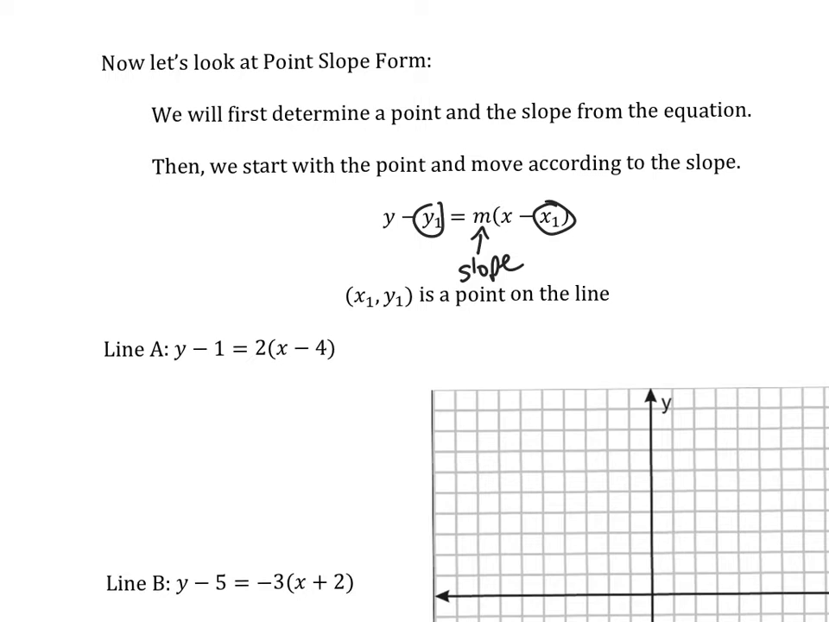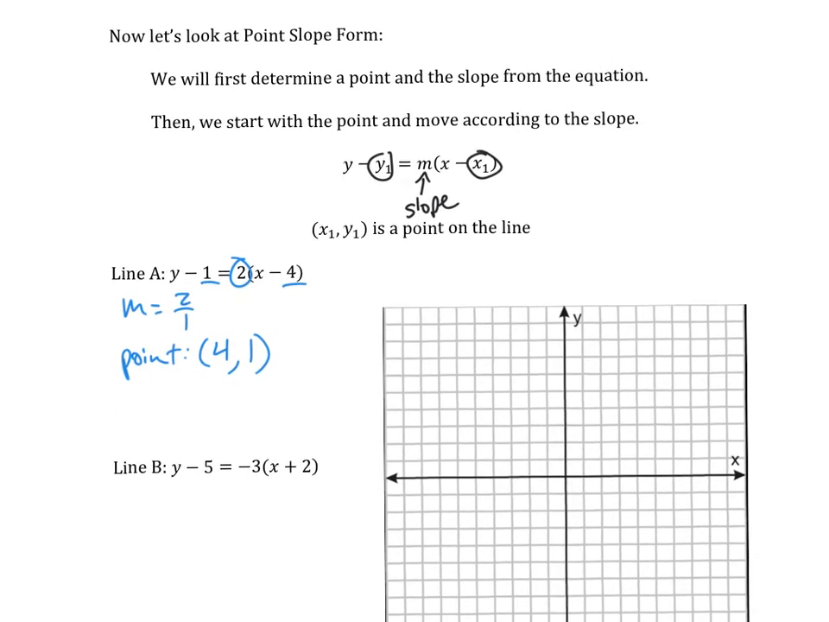For line A, we have the slope is going to be equal to, well, it's right there, 2 or 2 over 1. And then our point that we're going to use is going to be, well, we're subtracting 4, so it's going to be 4, comma, and then we're subtracting 1, 1. Okay, so those will be positive. They'll have the opposite signs.